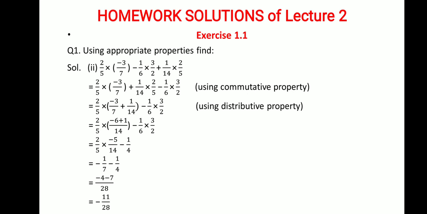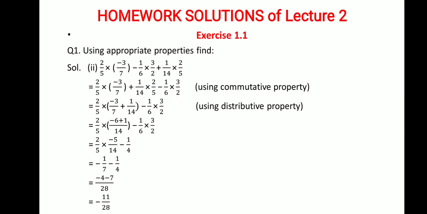Question number 1, I gave you the second part as homework. Let us discuss this question. Using appropriate properties, find. In this question we are supposed to use the properties, and let us discuss the properties in brief. First one is closure property, second is commutative property, third is associative property, and fourth is distributive property. Closure property says that if I am adding, subtracting or multiplying any two rational numbers, then the result should be a rational number. This is your closure property.